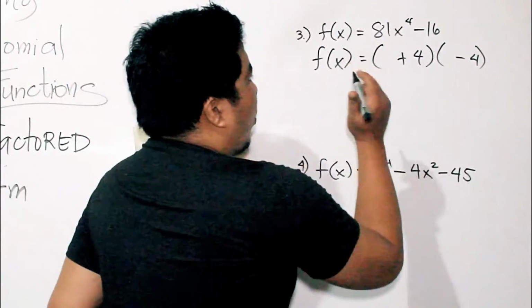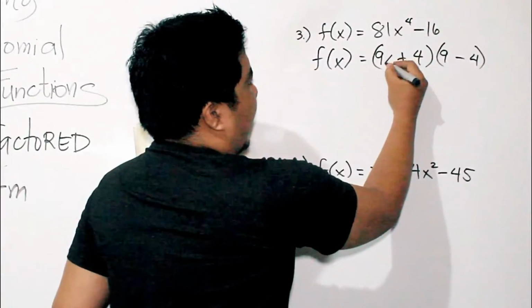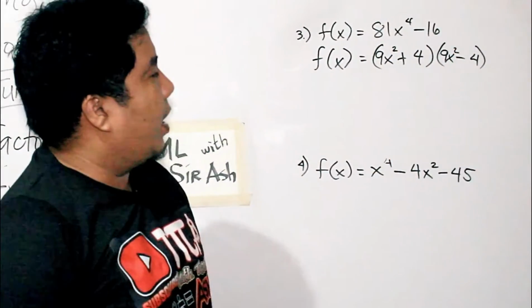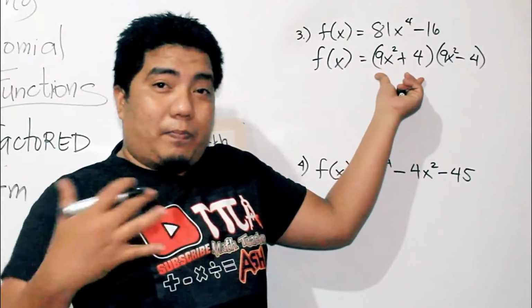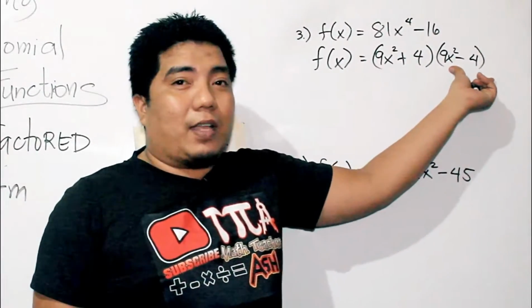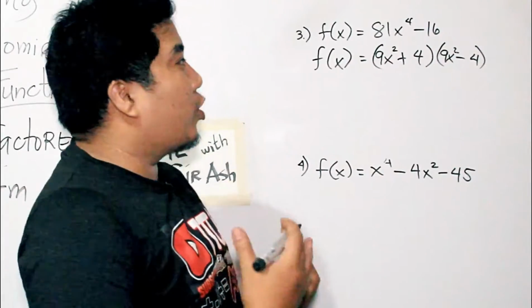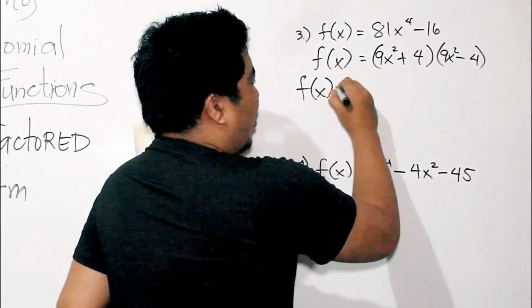Okay. How about 81? That is 9. And x to the 4th is x squared. This is x squared. Okay. Now, as you can see, this cannot be factored even further. However, this one can still be factored, such that this is again an example of the difference of 2 squares. So we can still continue our solution.